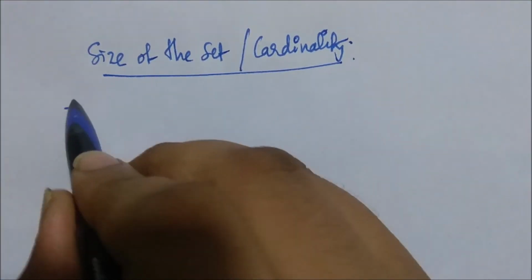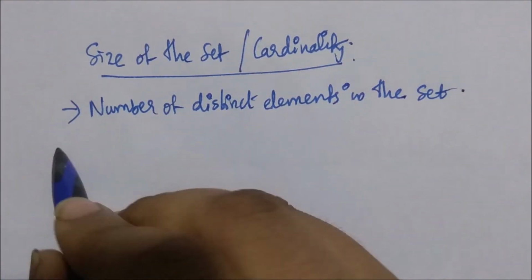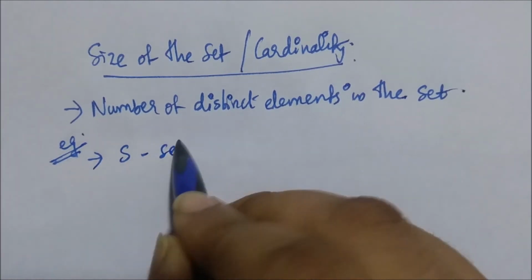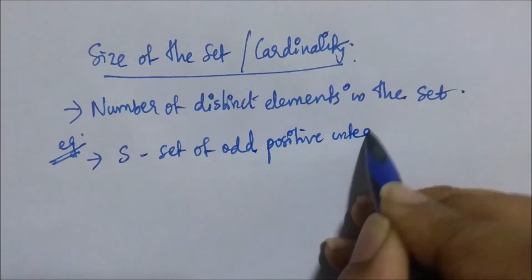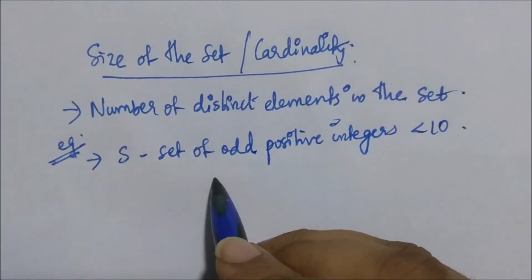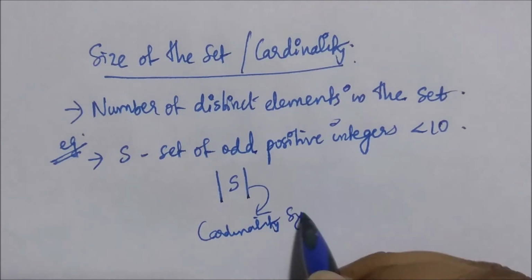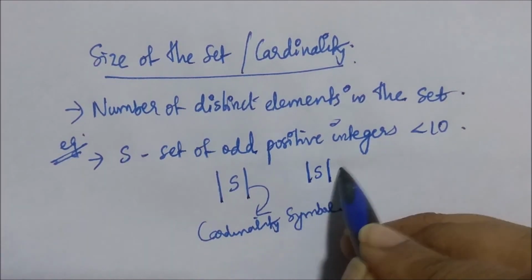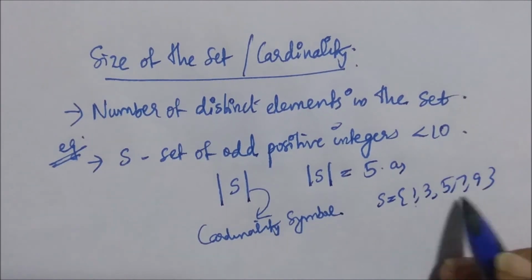Alright, and now what is a cardinality or size of the set? So it means the number of distinct elements present in the set. That's what is called the cardinality of a set or the size of the set. For example, consider a set S, which is a set of odd positive integers less than 10. So the cardinality of that set is 5, as it contains exactly 5 elements, which are 1, 3, 5, 7 and 9.